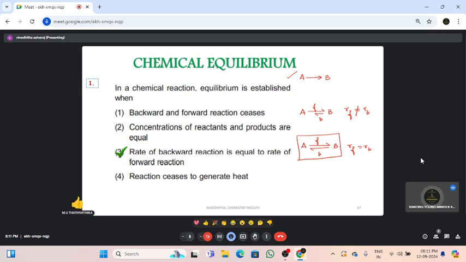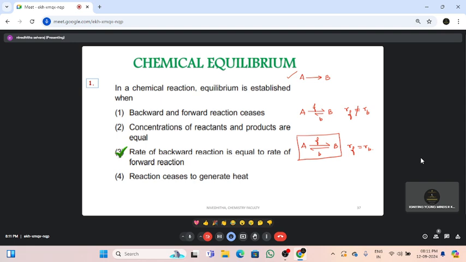Madam, I have a doubt. The fourth option, is this called an exothermic reaction? Yes, sir, it is an exothermic reaction, because an exothermic reaction is a reaction in which heat energy will be liberated. Yes, okay.